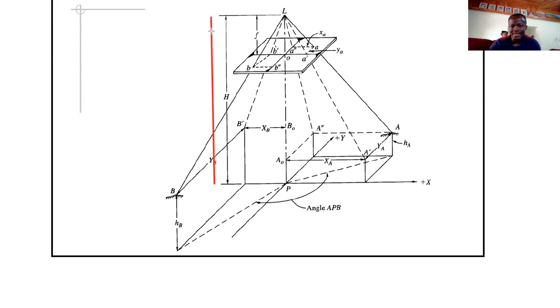So flying height is from a datum to the exposure station. A datum is a reference surface. An example is mean sea level, but you can create your own datum on any engineering project. If you are asked to create a datum, you can give it a height of 100 or something and then work from there.